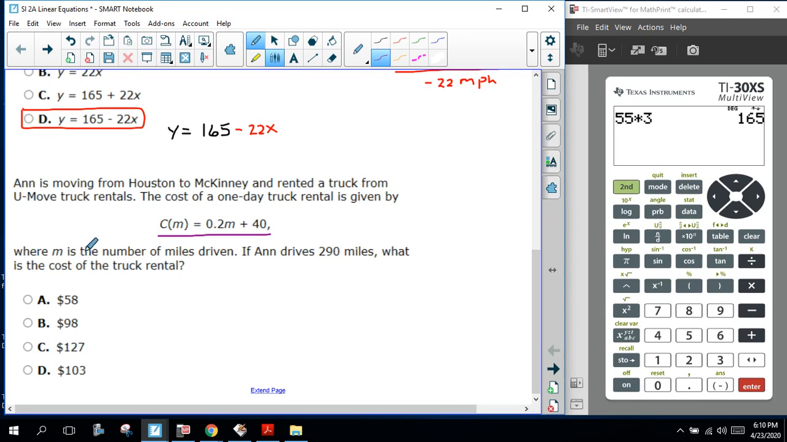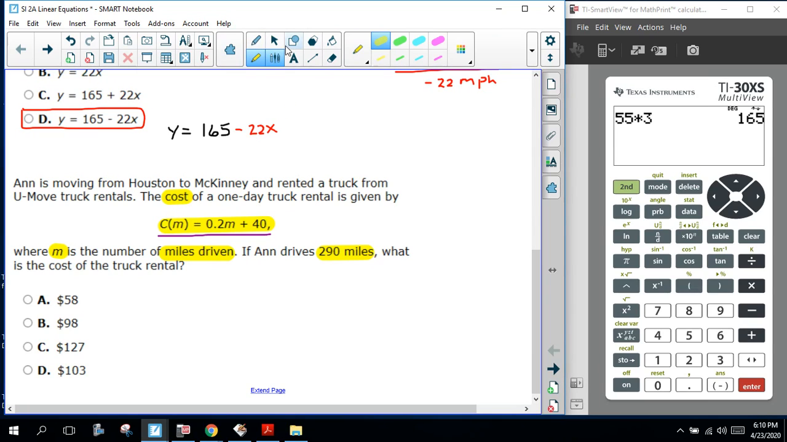It says M is going to represent the number of miles, so the miles driven. Ann drives for 290 miles. What is the cost of the rental truck? It says here the cost is given by this equation. So C represents the cost.